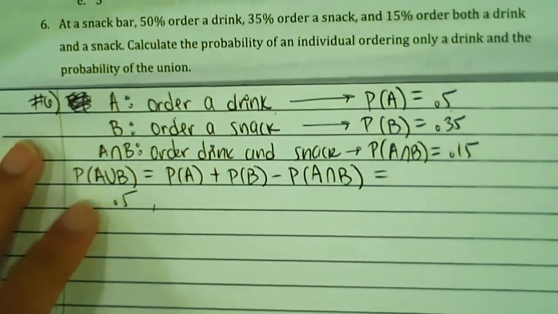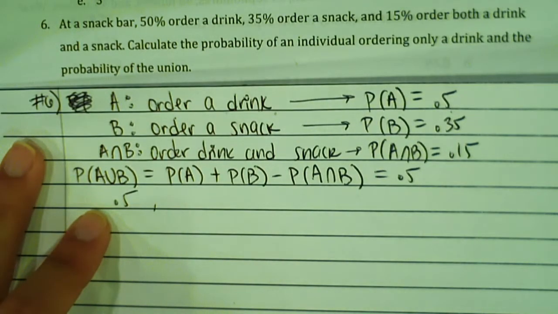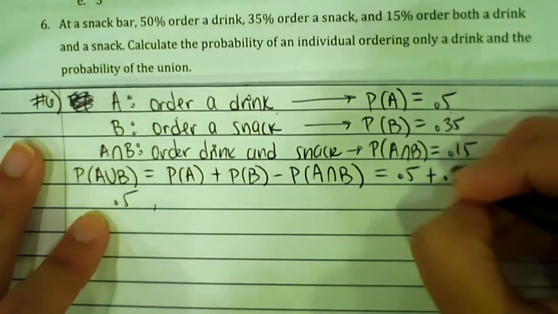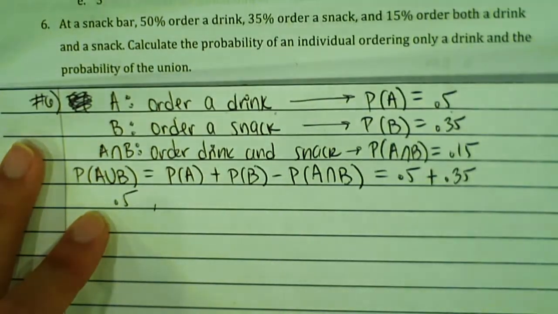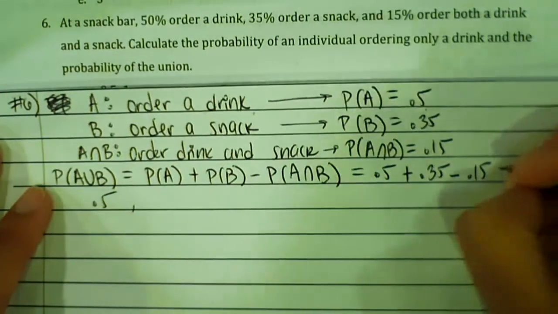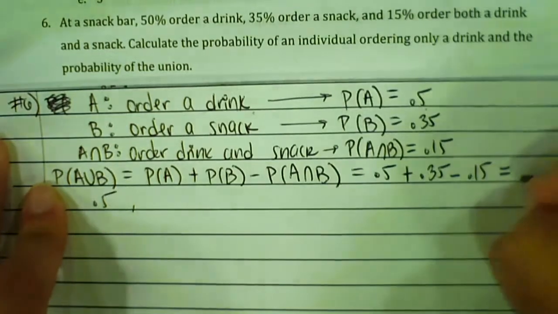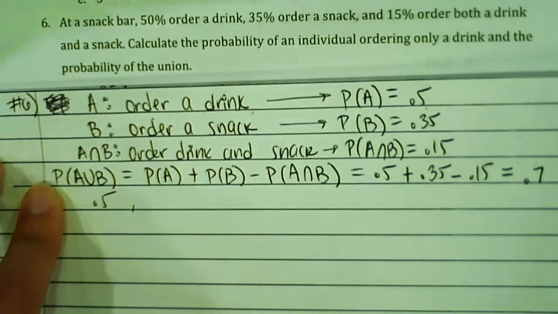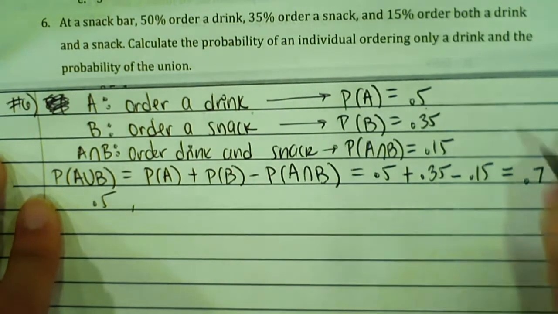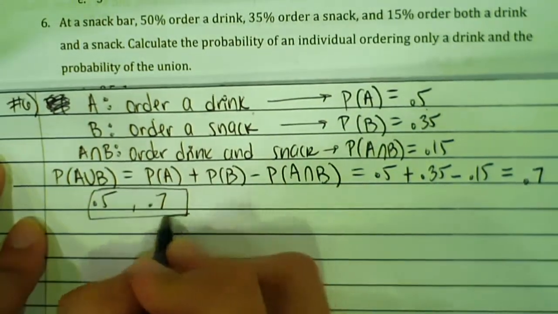So in here we have the probability of A being 0.5. And then we have probability of B being 0.35, minus probability of A intersect B being 0.15. So that should be 0.7. Is that what everyone gets? Okay. So then that should be your answer.